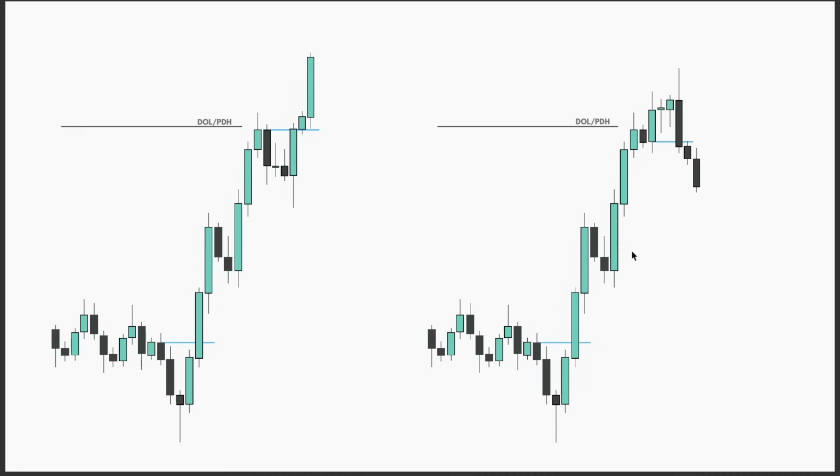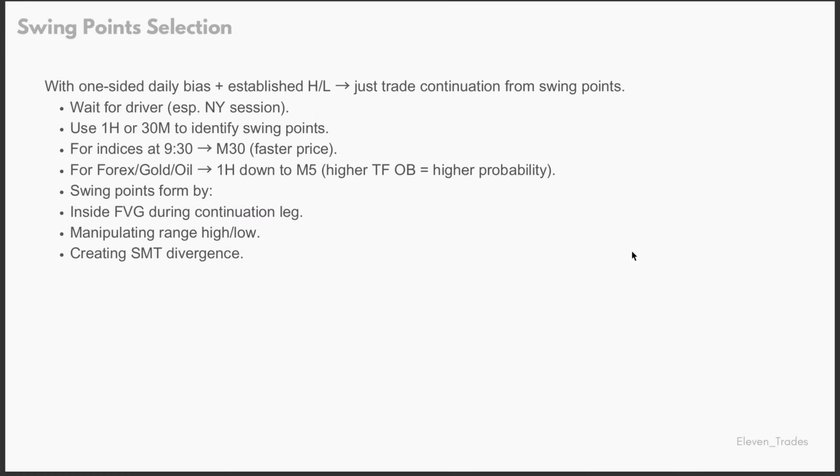So you will wait for that next feather price delivery to confirm your narrative. Now the swing point selection, which is the most doubted topic. With one-sided bias on the daily chart and an established high or low of the day, we can trade the continuation away in forms of swing point.